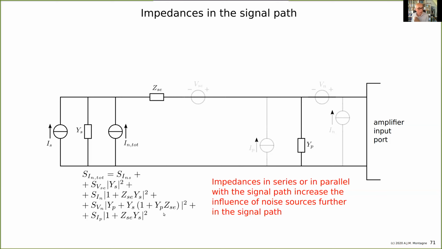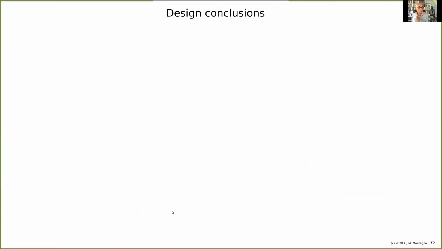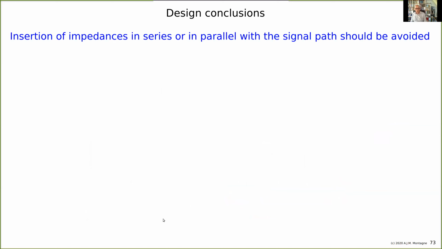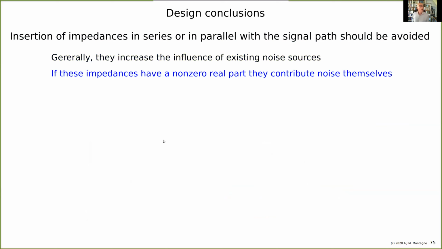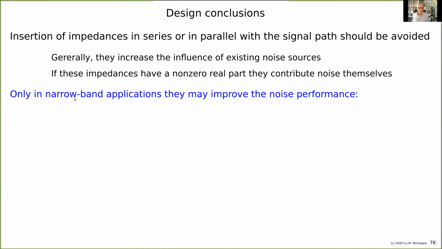And here you see how it affects the signal-to-noise ratio. So, design conclusions. Insertion of impedances in series or in parallel with the signal path should be avoided. Generally, they increase the influence of existing noise sources. That's what we have seen from these expressions, from our work. If these impedances have a non-zero real part, they also contribute noise themselves. So then they are noisy and they add noise. That is quite logical, but that is not the only contribution we have. Only in narrowband applications may they improve the noise performance.